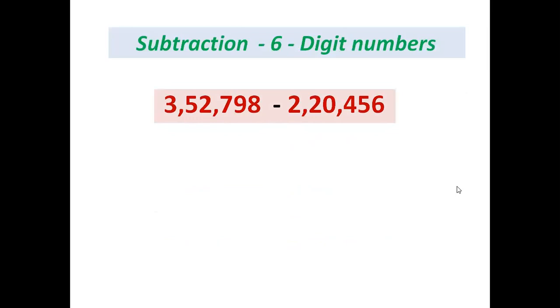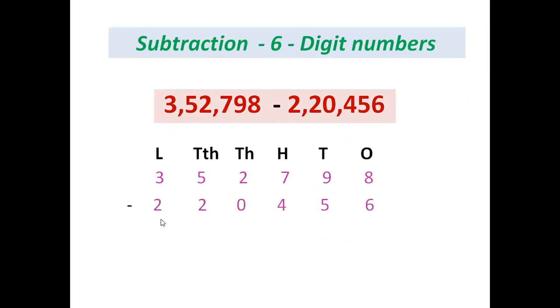Okay, let's move on to subtraction of 6-digit numbers. Now here we'll get the lakhs digit, right? Lakhs will be the highest place value. Okay, first we have to arrange 3,52,798 minus 2,20,456. Okay, let's check out first whether the minuend digits are greater than or smaller than the subtrahend.